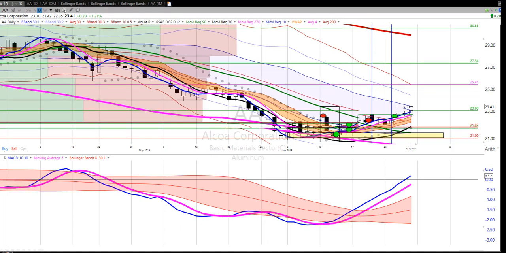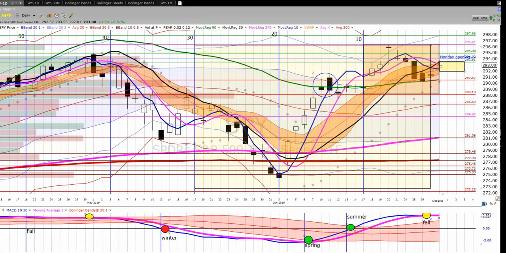Heading now into Alcoa. Actually, what I want to start with is SPY. Let's get the market sector first. So we're looking at daily charts, and we're looking at the look-back periods of 10, 20, 30, 40, and 50 days. The big yellow box is a 30-period trading range from high to low.